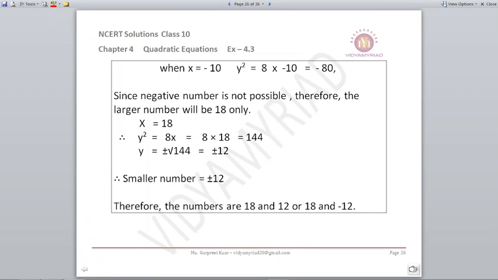Now a negative number is not possible, so we will take the larger number as 18. So x will be considered as 18. So y square is 144, as we have just found. So the square root of 144 will become plus minus 12. So the smaller number can be plus or minus 12, which means the numbers are 18 and 12, or 18 and minus 12.